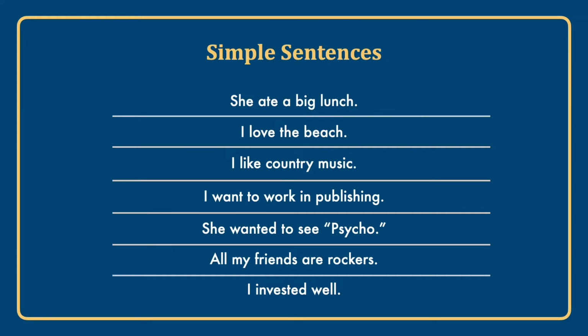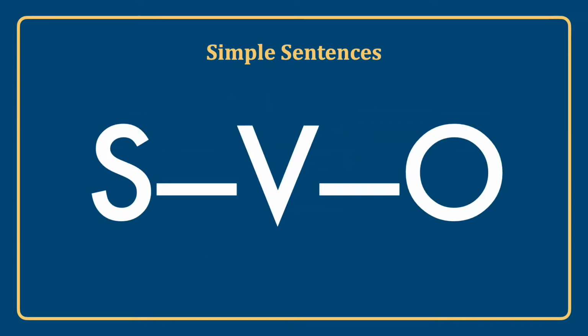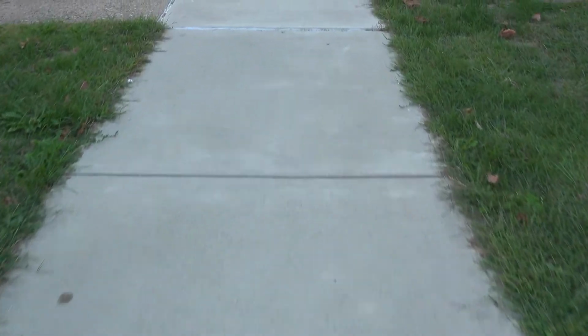In fact, look at these sentences. It's almost impossible to write a simple sentence that's confusing. So, just repeat after me. Subject, verb, object. Whatever you do, start with simplicity.